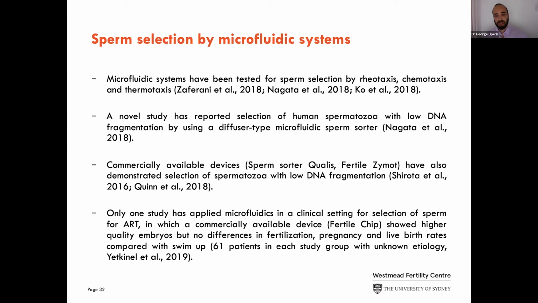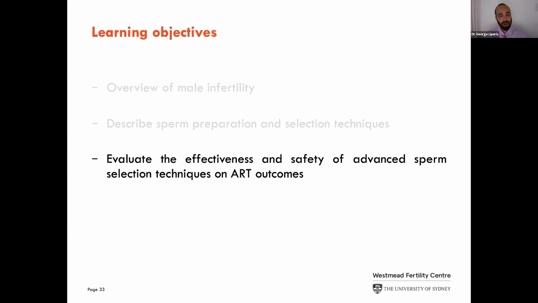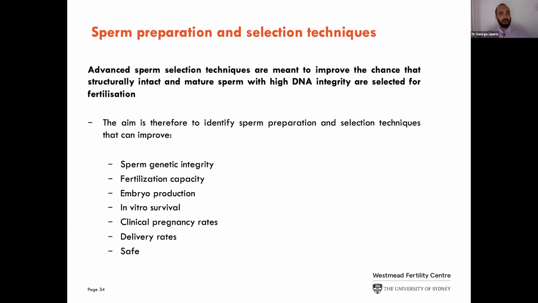So they had 61 patients in each arm, all with unknown etiology infertility. So are any of these techniques effective, and have they been proven to be safe when used in the clinical setting? So advanced sperm selection techniques are meant to improve the chance that structurally intact and mature sperm with high DNA integrity are selected for fertilization. So therefore the aim is to select the sperm that can improve the genetic integrity of the sperm, the fertilization capacity, embryo production, in vitro survival, clinical pregnancy rates, delivery rates, and also demonstrate safety.